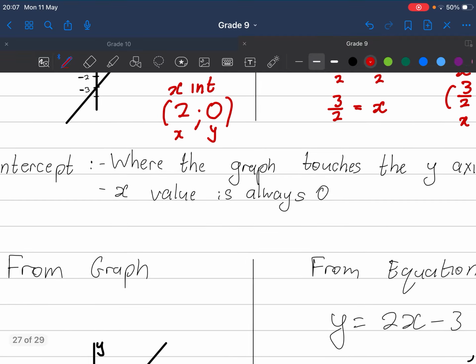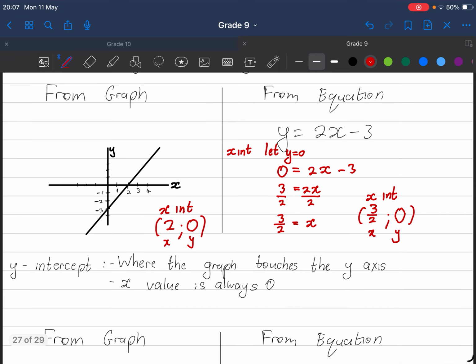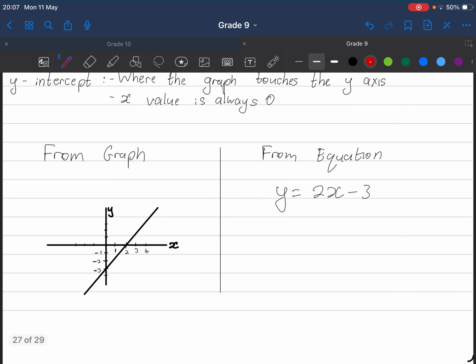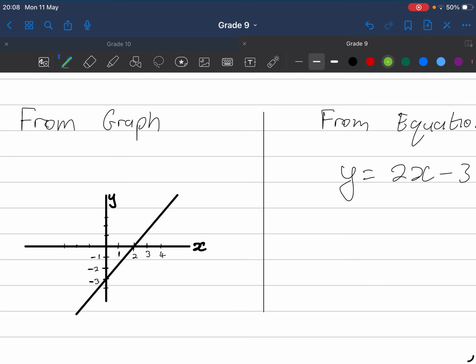Next, the y-intercept. Similarly to the x-intercept, it's where the graph touches the y-axis. And for this one, the x value is always 0. So for the x-axis, the y value is always 0. And for the y-axis, the x value is always 0. So just remember that. Now, from this graph, why don't you try to write the y-intercept from the picture.